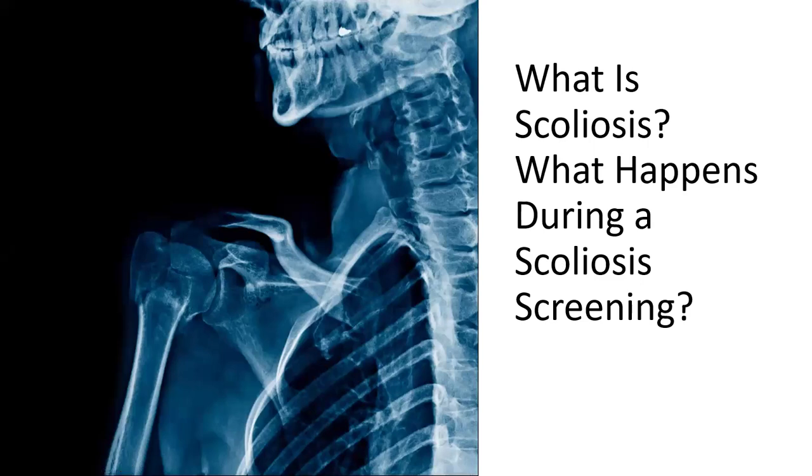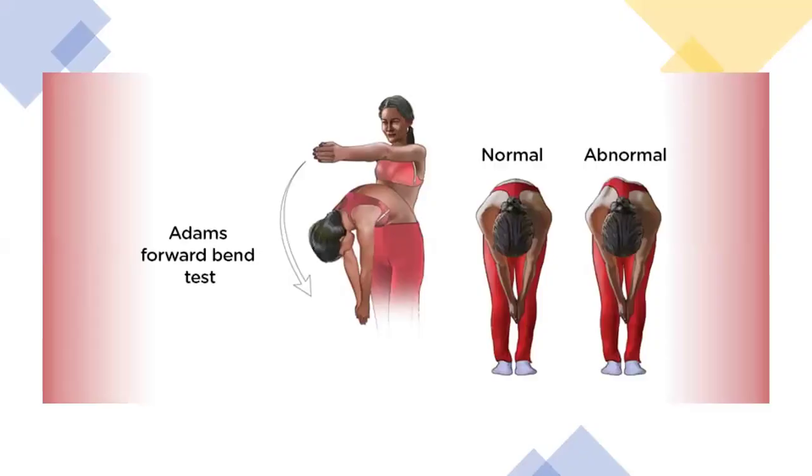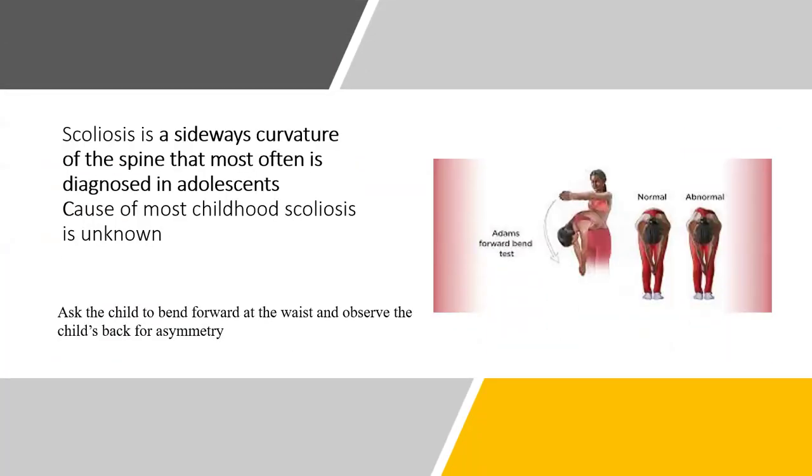So what happens when we're trying to screen a child for scoliosis? What is that procedure? We have that child bend forward at the waist, and we're looking for even shoulders. Here, they're uneven. They're bending over, and you see one shoulder is higher than the other. That's abnormal. And then you will see that curvature in the spine as well. But you ask that child to bend forward at the waist, and then you're looking for asymmetry, whether or not there's symmetry or asymmetry.